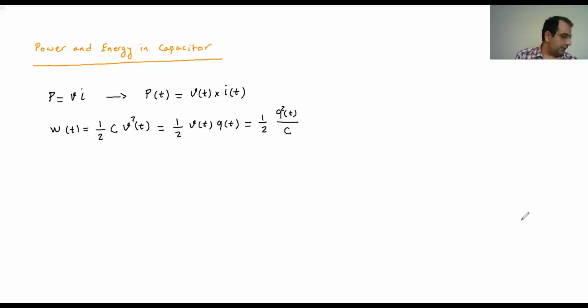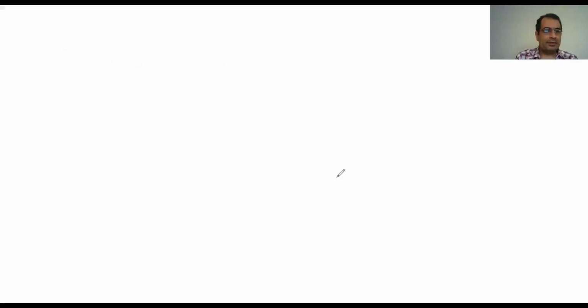Now let's look at an example to see how we can actually calculate the power and the energy for the capacitor. So assume that we have a capacitor, and the voltage along it, something similar to that.